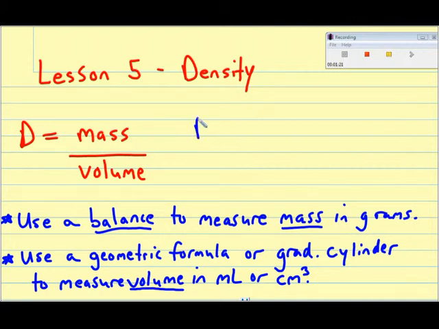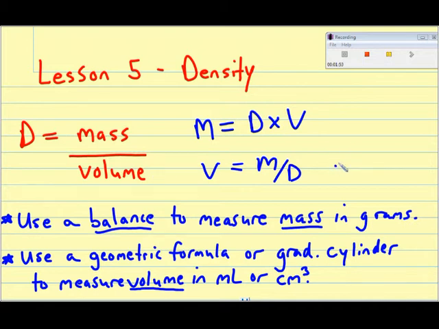To get mass by itself, since we're dividing by volume, we multiply both sides by volume. So mass is equal to the density times the volume. We also can solve for volume. Right now we're multiplying volume by density, so to get volume by itself we divide both sides by density. Those are our 3 equations.